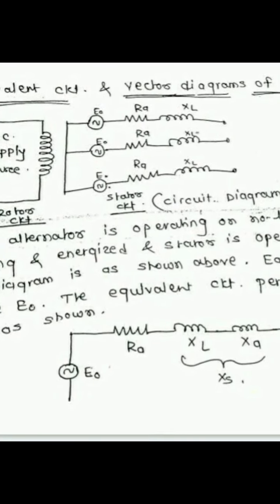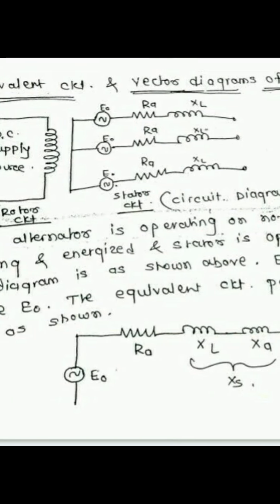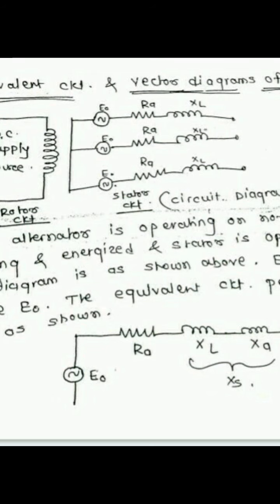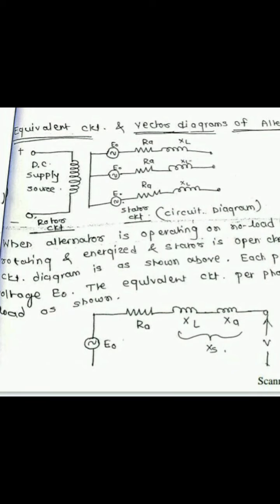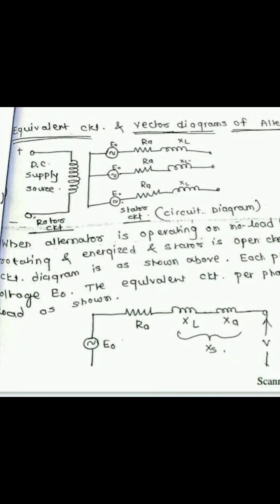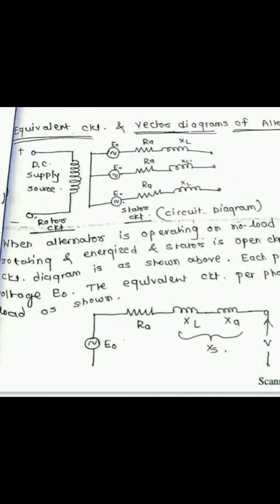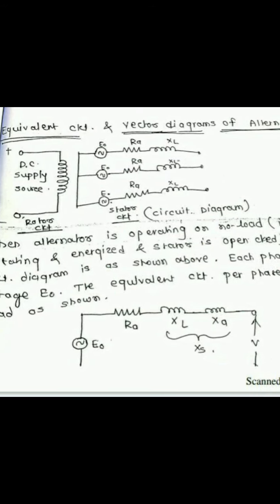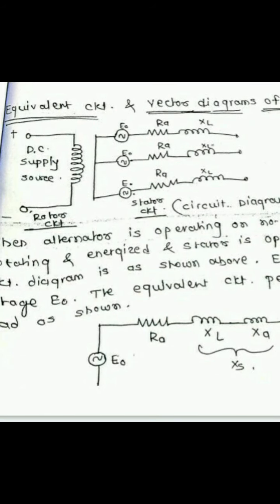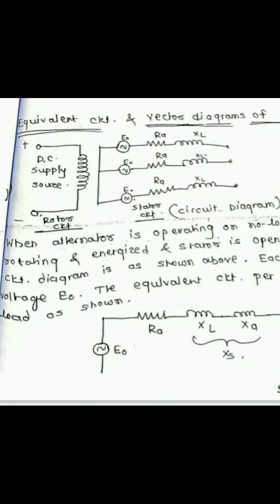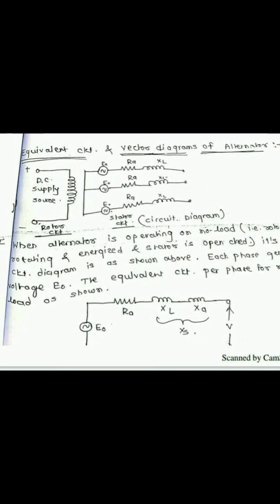At the right hand side there is the stator circuit, which is made up of the generated EMF, that is E0, the armature resistance, that is RA, and XL, the leakage reactance. So this is the total diagram of the three-phase alternator circuit when it is operated at no load. Each phase generates its voltage E0, the resistance is RA, and the leakage reactance is called XL. From that diagram, the equivalent circuit per phase for no load is as shown.